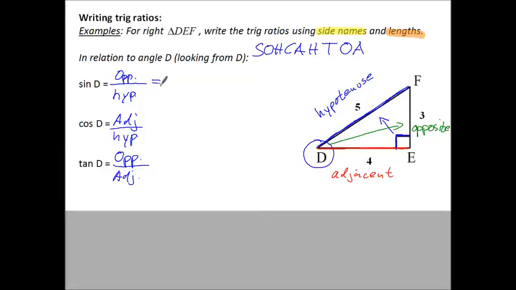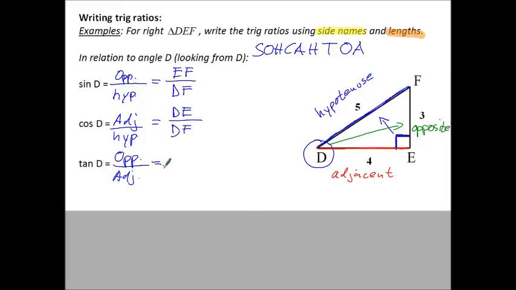Okay, first we're supposed to do it using the side names. So the sine of angle D is the opposite, in other words, EF over the hypotenuse, which is DF. The cosine is the adjacent side over the hypotenuse, so that would be DE over DF.